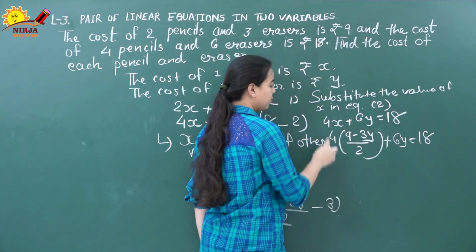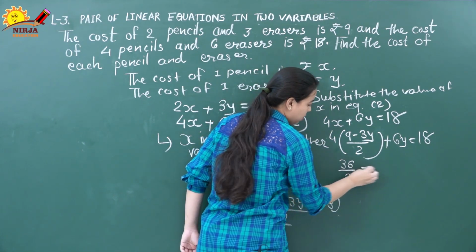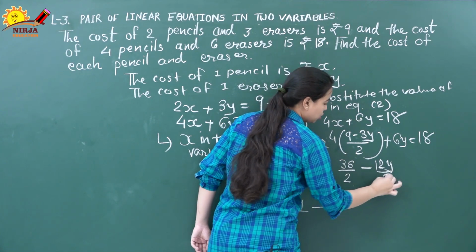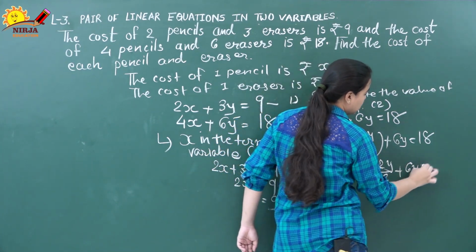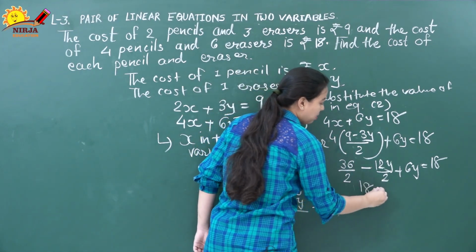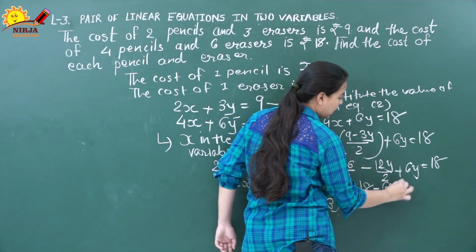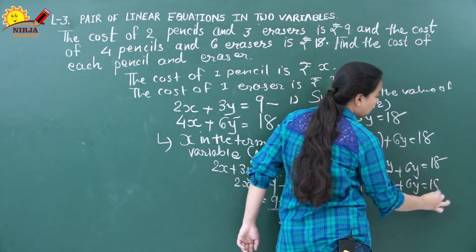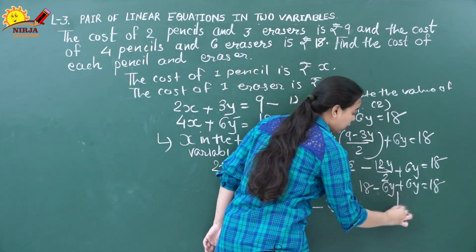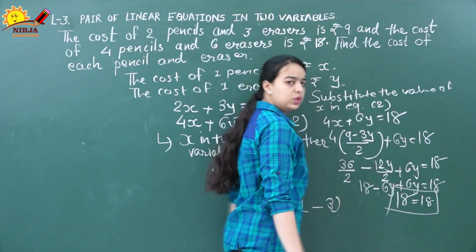Let's solve this first. 4 9s are 36. 36 divided by 2 minus 4 3s are 12y divided by 2 plus 6y is equal to 18. 36 divided by 2 is equal to 18, minus 12 upon 2, 2 6s are 12, so minus 6y plus 6y is equal to 18. As you can see, minus 6y plus 6y is equal to 0. So what is left? 18 is equal to 18. Now what is this? 18 is equal to 18.